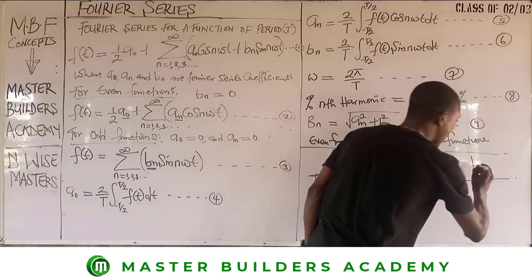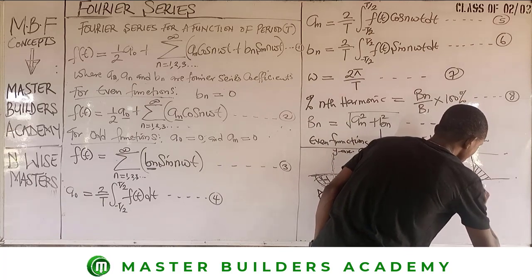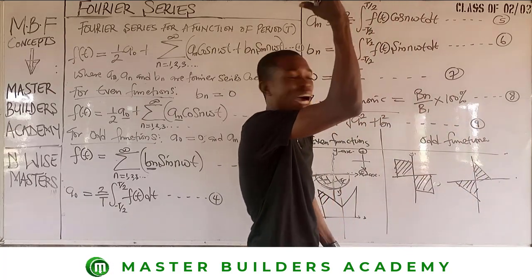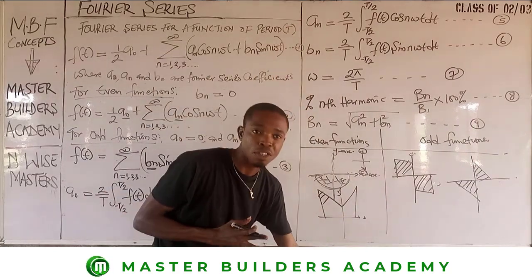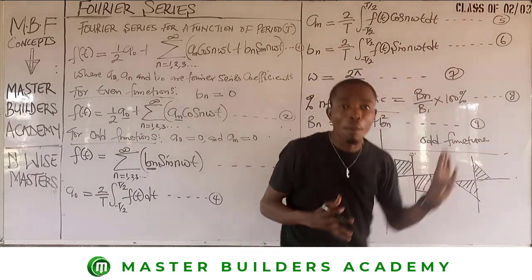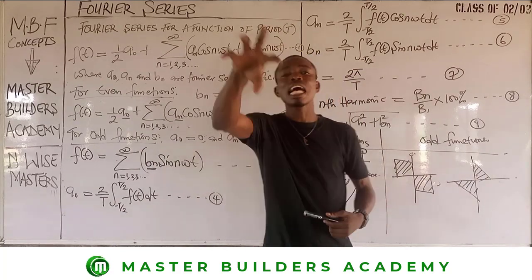So it can be any shape at all. One is at the positive side of y, the other is at the negative side of y. So for this case, both are either at the top or both at the bottom. But in this case, one will be at the top, one will be at the bottom. I hope you are gaining massive value already. So these are the ways to check.